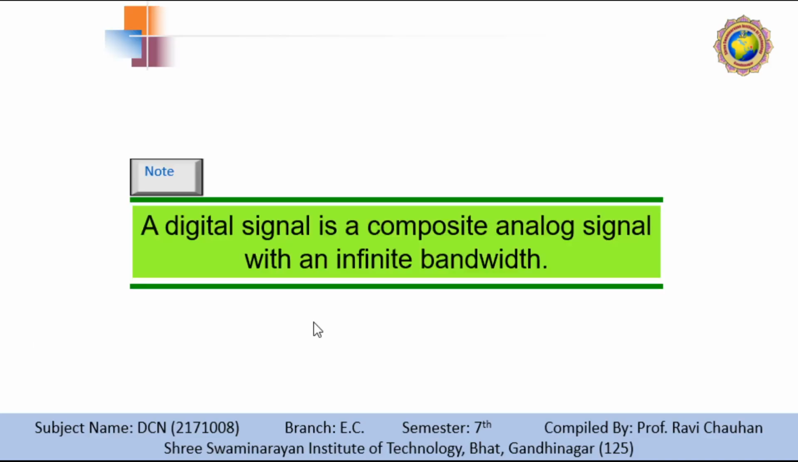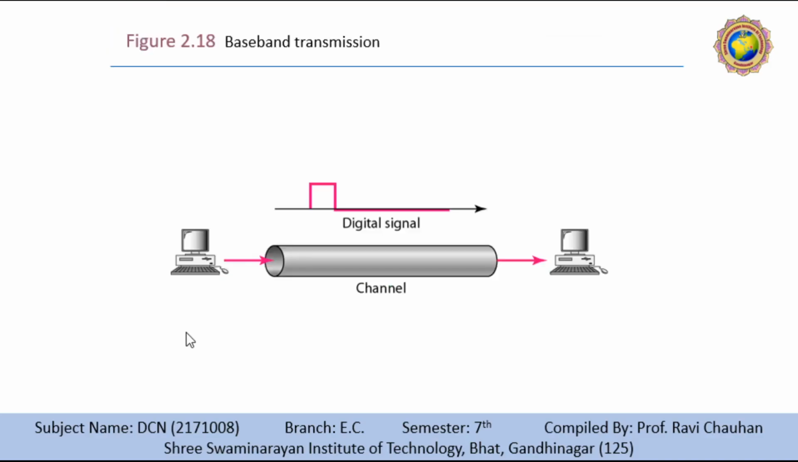A digital signal is a composite analog signal with an infinite bandwidth. Baseband transmission requires that we have a low pass channel, a channel whose bandwidth starts at 0. In this case we can have a dedicated medium with the bandwidth continuously, with only one channel. So it will have only one channel. For example, the entire bandwidth of the cable connecting two computers is one single channel. So it occupies all the time.